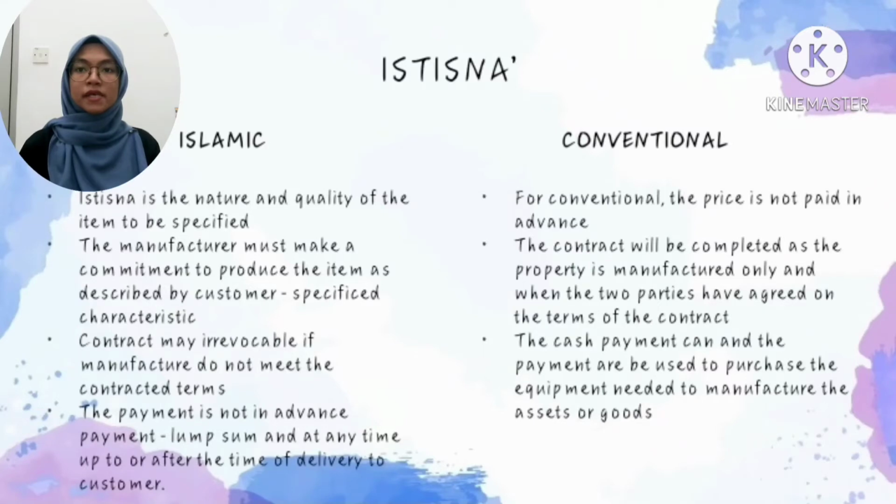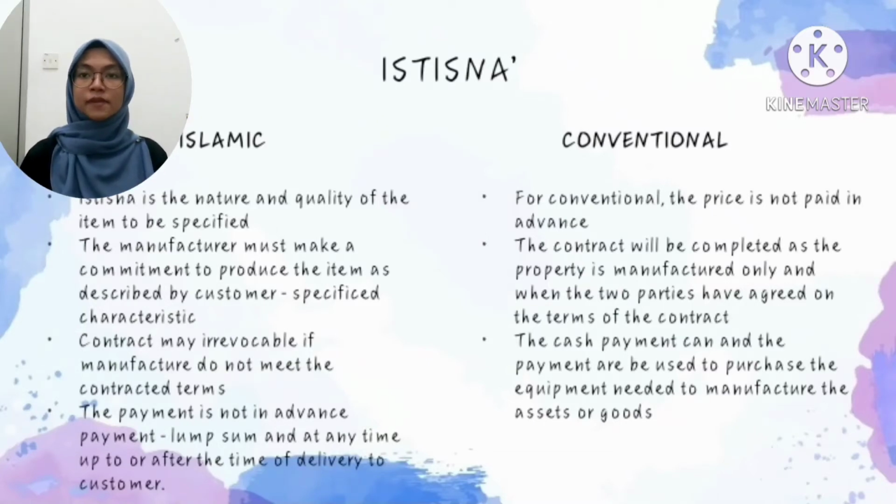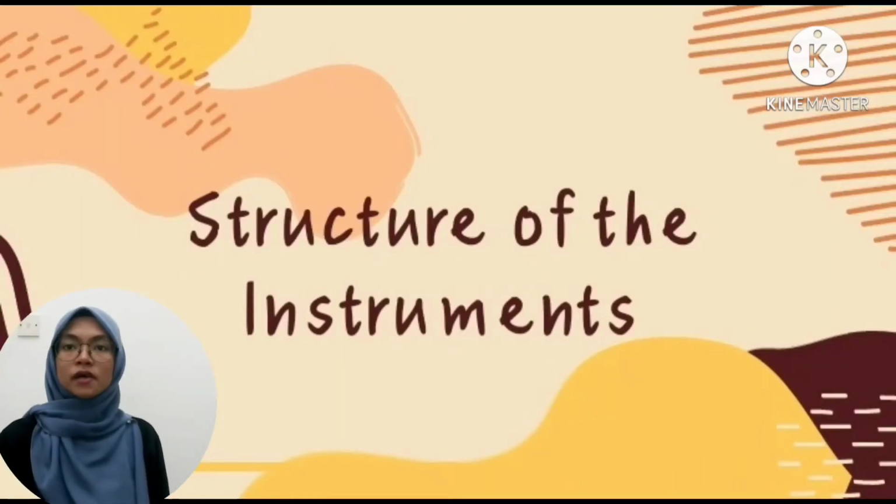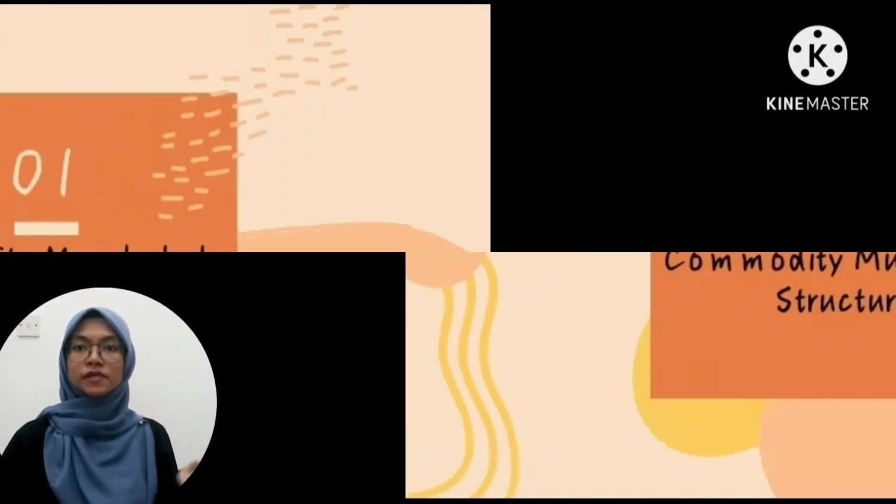The payment can be made in lump sum at any time, before or after the time of delivery to the customer. While for the conventional, the price is not paid in advance as well. And for the delivery, the asset can be completed as the property is manufactured only when the two parties have agreed on the terms of the contract. The payment can be used to purchase the equipment needed to manufacture the asset or goods for the conventional. That's all. This is the structure of the instrument.